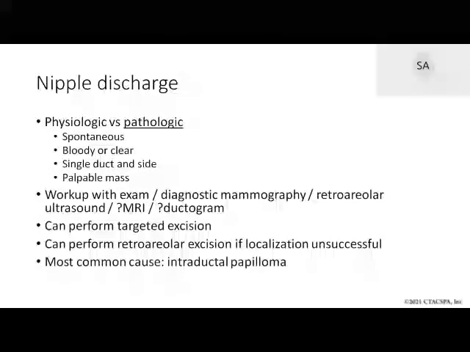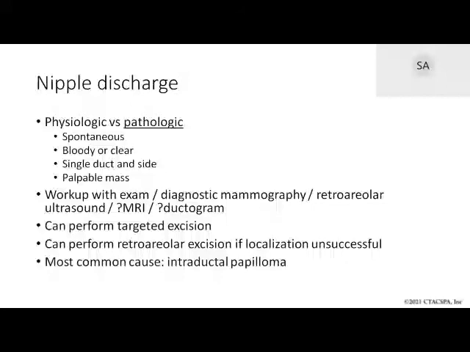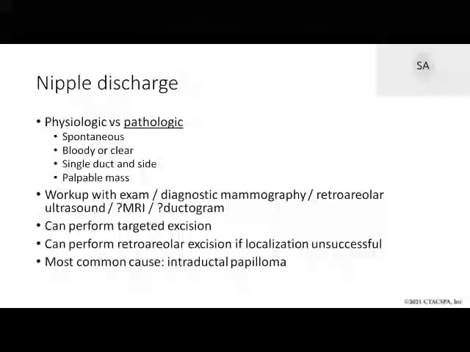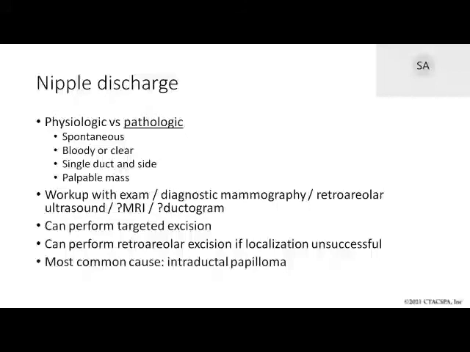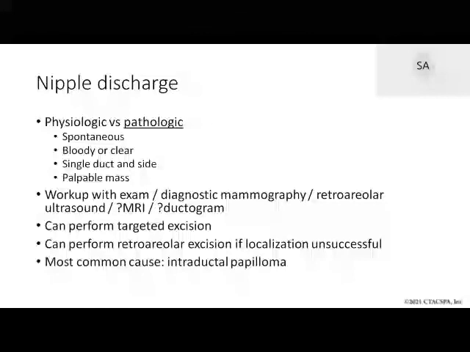Pathologic nipple discharge tends to be bloody or clear. Physiologic nipple discharge is more like greenish or brownish. Single duct and single side is always worse than multiple ducts and multiple sides. And if it's associated with a palpable mass, of course, that's also not great. Pathologic nipple discharge needs to be worked up.